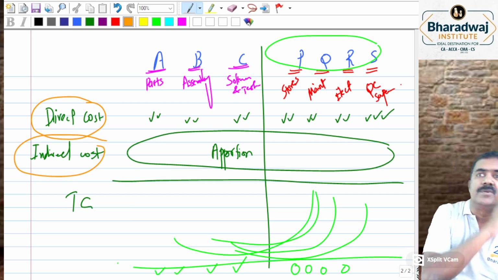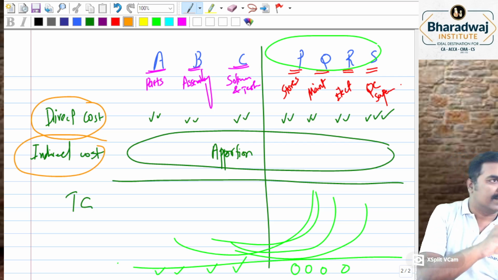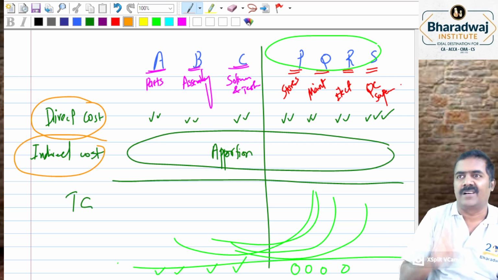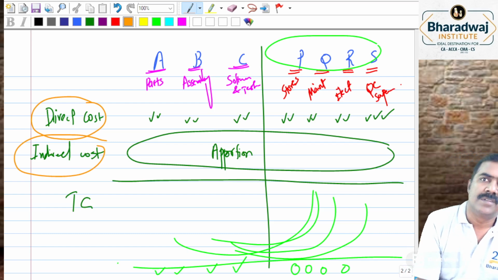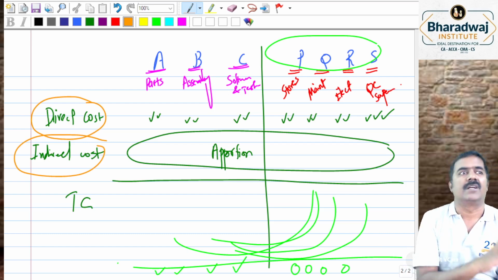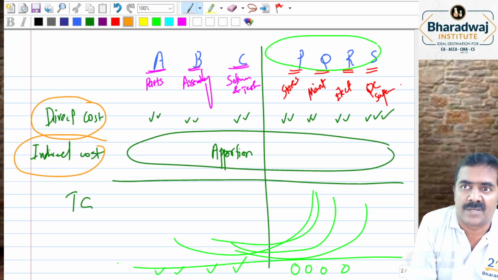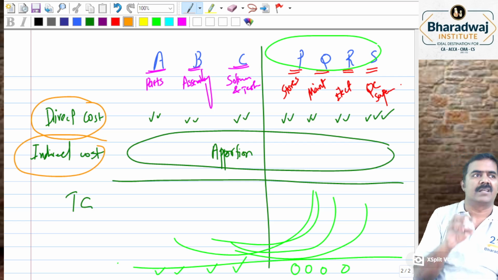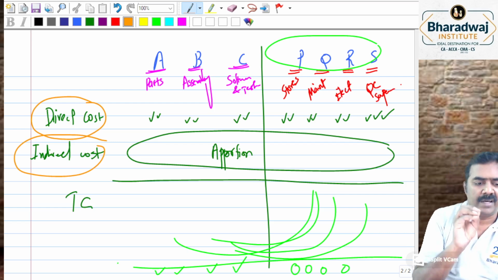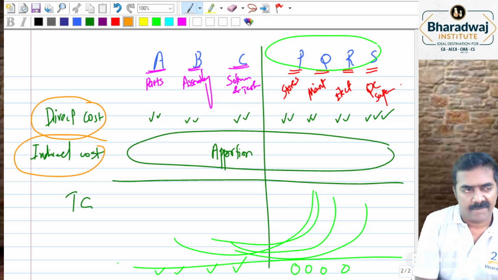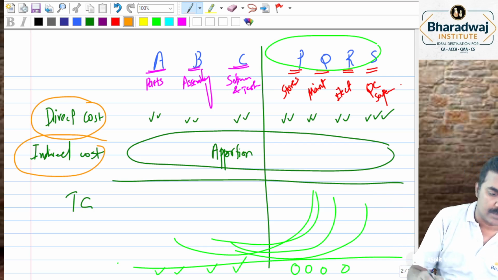Then what about notebooks? Is it printed separately for foundation, inter, final, or common? Common. So notebooks will be shared based on number of students, number of subjects. So direct cost is traceable, identifiable. Indirect costs are what? Common to 2 or more departments, they are apportioned.